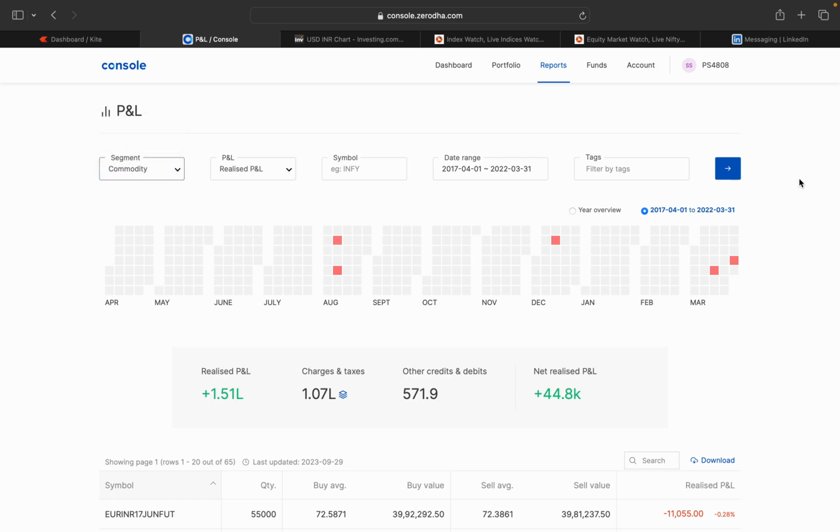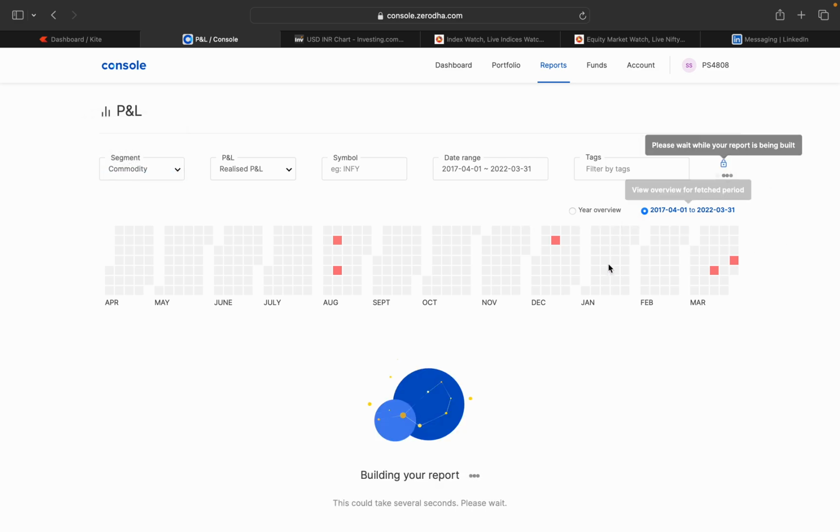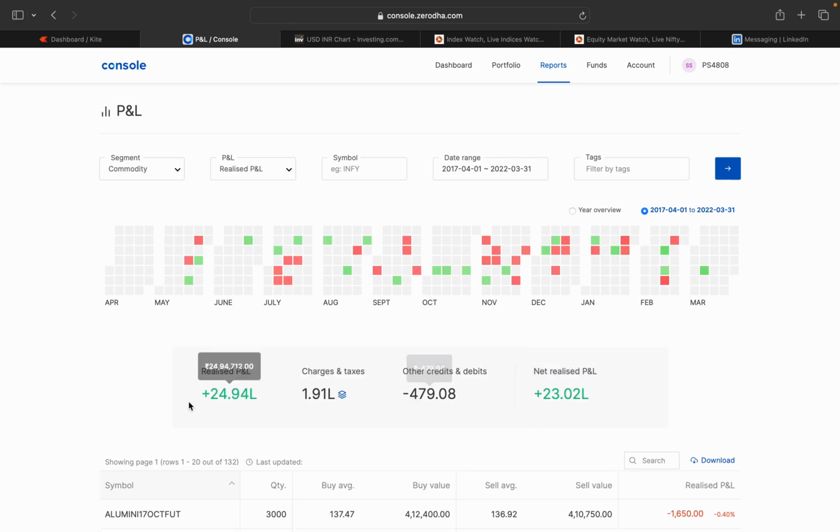And then there is this commodity segment. I booked 24.94 lakhs in this period. Approximately 2 lakhs is this. So a 25 lakh gain, and 23 lakh is the net gain on commodity.